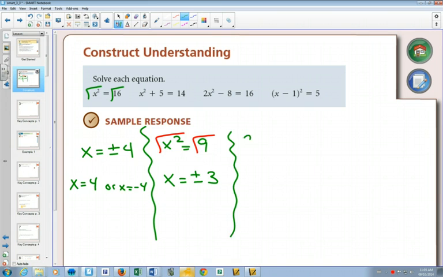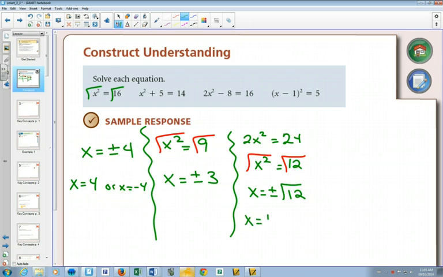The third one, we'll move the 8 over by adding 8 to both sides. We'll divide both sides by 2 to get the x squared by itself. And then, to get x by itself, we'd have to square root both sides. Get x equals plus or minus the square root of 12. Can you simplify that radical? To 2 root 3. So we'd write x equals plus or minus 2 root 3.